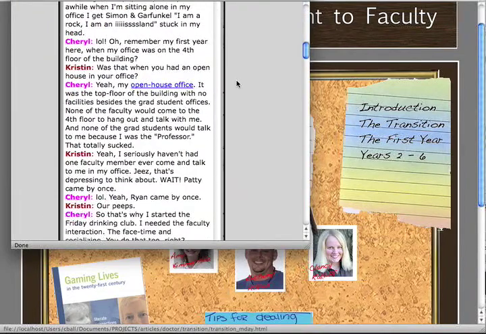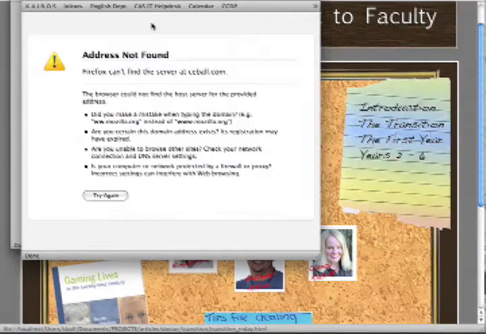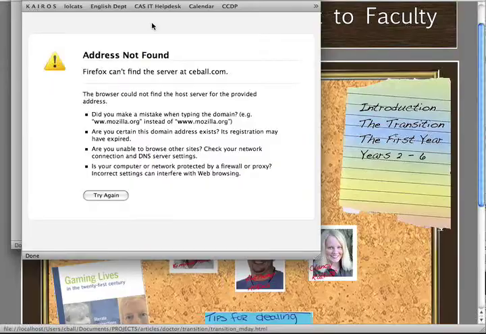Pieces like this often have links to outside resources, but when the texts are viewed offline and the links don't work, the purpose of those links becomes degraded.